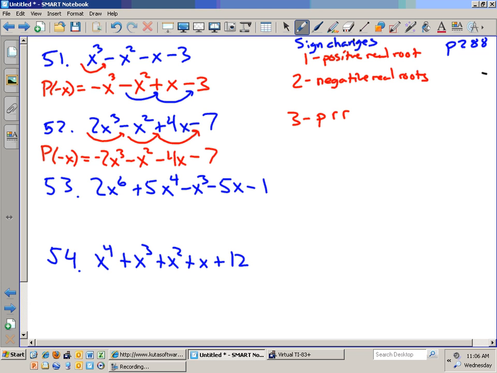How many sign changes are there? There are none. So there are 0 negative real roots. Now, there could be either 3 positive real roots, or there could be 1 positive real root and 2 irrational roots.